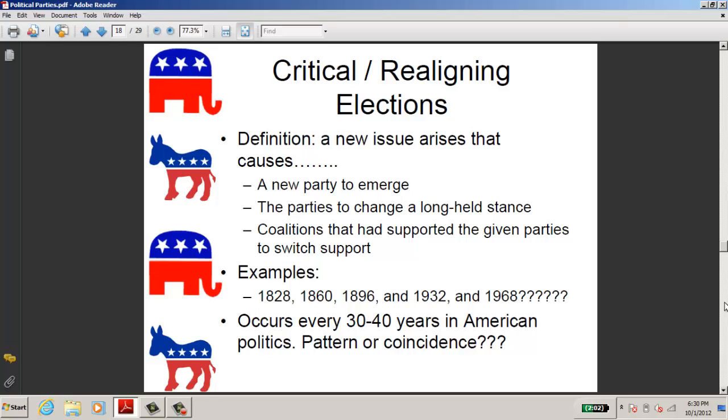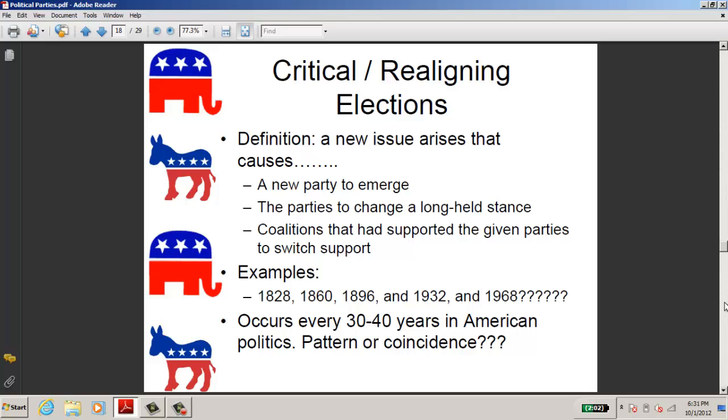Or it could be the idea that coalitions that had supported the given parties switched their support. So case in point, African Americans in 1932 bolt the Republican Party and vote for Roosevelt and his New Deal coalition. So 1828, 1860, 1896, 1932, potentially 1968 are all critical or realigning elections.